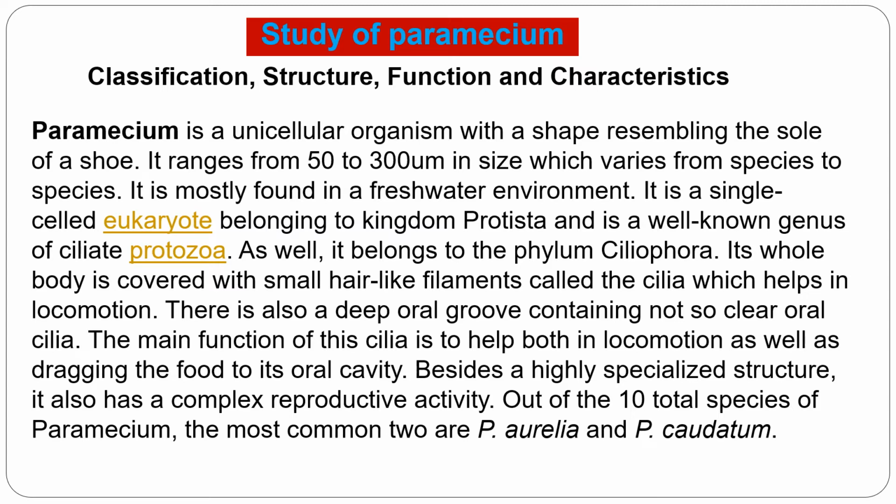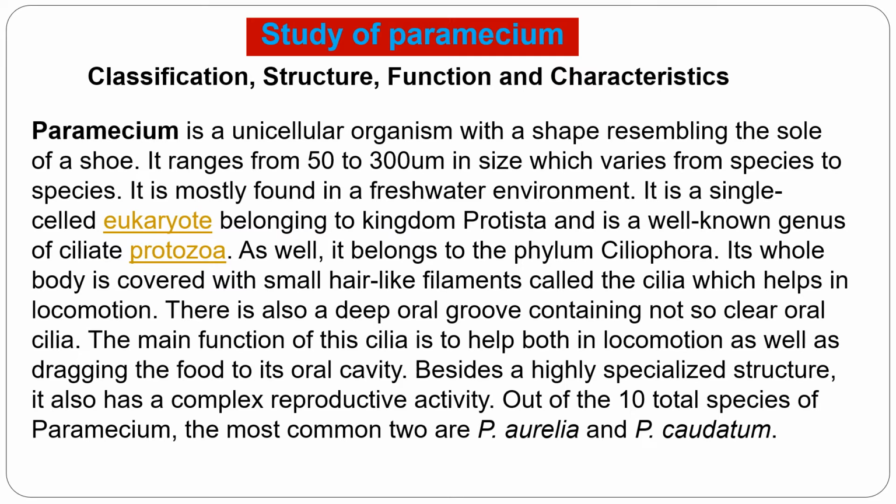As you know, Paramecium is a unicellular organism with a shape resembling the sole of a shoe. It ranges from 50 to 300 micrometers in size, which varies from species to species. It is mostly found in a freshwater environment. It is a single-cell eukaryote belonging to the kingdom Protista and is a well-known genus of ciliate protozoa. It belongs to the phylum Ciliophora.